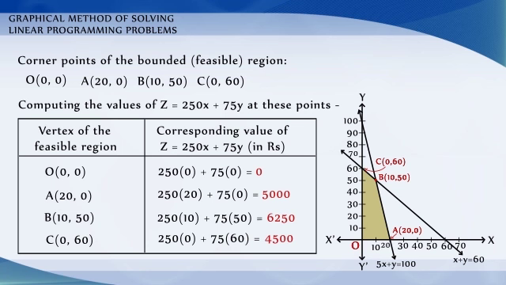We observe that the maximum profit to the dealer results from the investment strategy (10, 50), that is, buying 10 tables and 50 chairs.